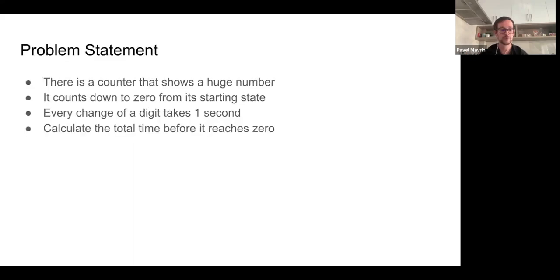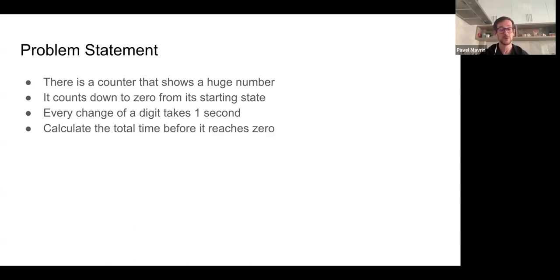So Final Countdown is the problem. What do you have in this problem? We have a big counter, and this counter just counts down from its initial state to 0. Every time it decreases by 1, and the time it takes to decrease it by 1 depends on the number of digits that change. Every change of a digit takes 1 second, and we need to calculate the total number of seconds before the counter reaches 0. So how do you do it?